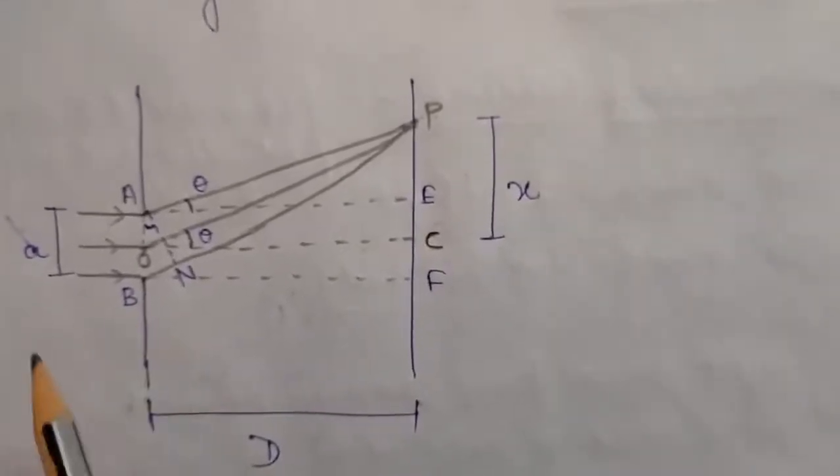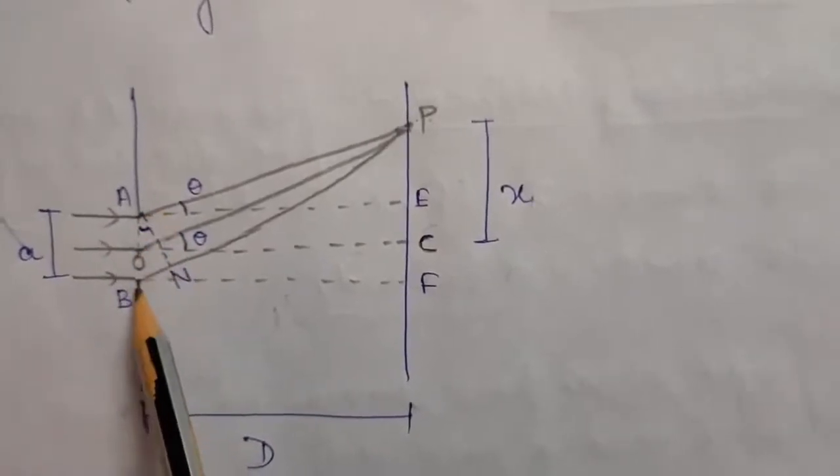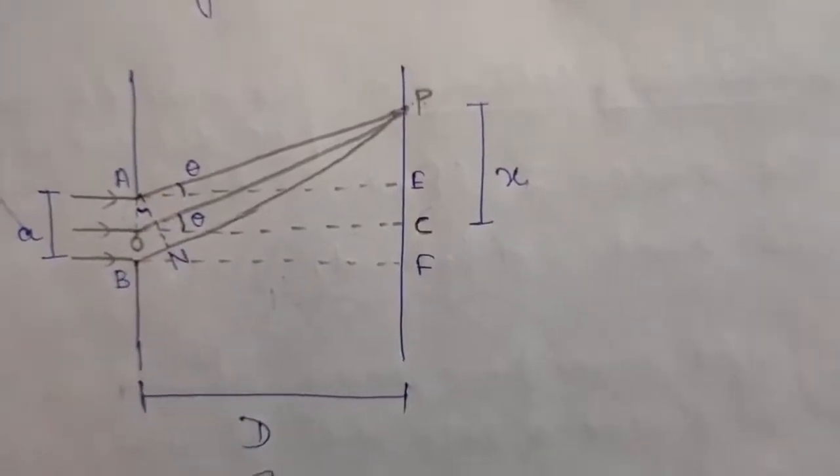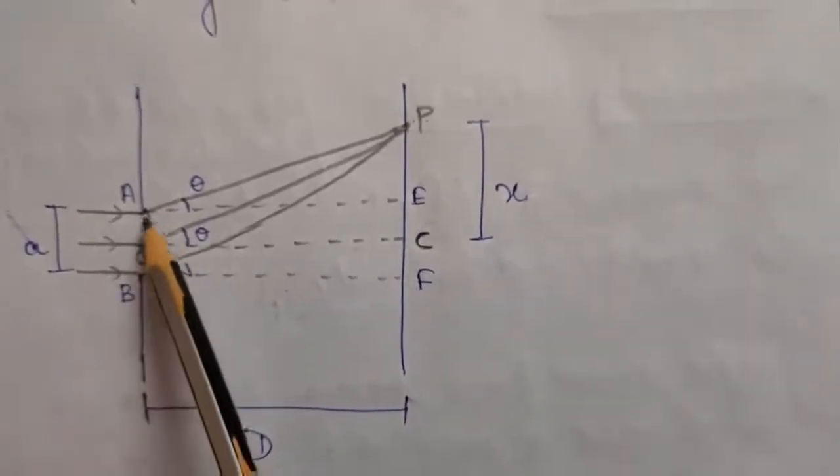So for that, look here now, this AB is a single slit. As I already told you, in diffraction pattern we will be having a single slit. So AB is your single slit.